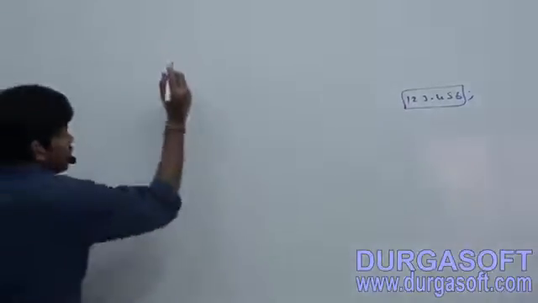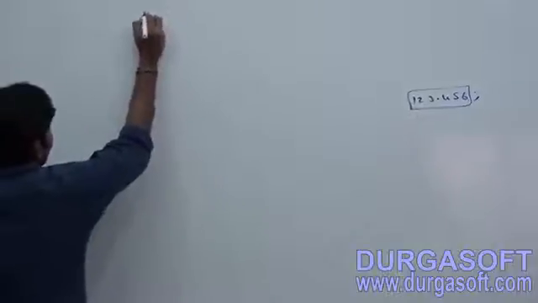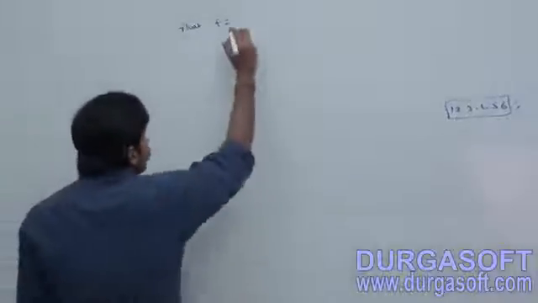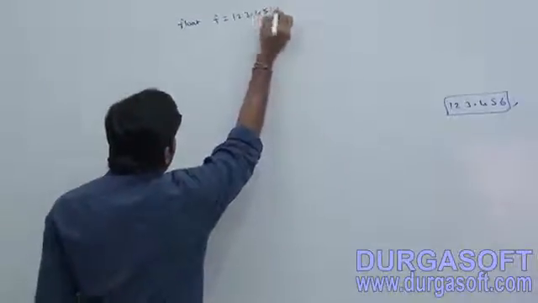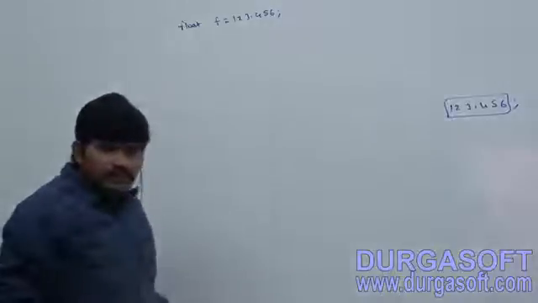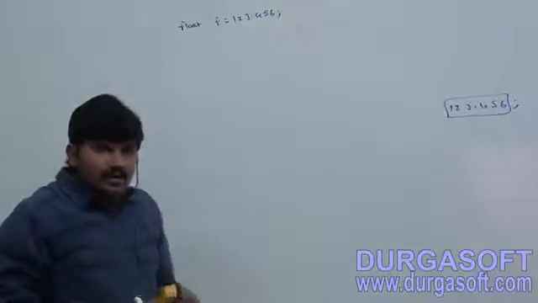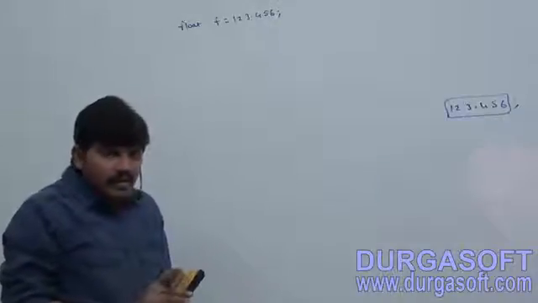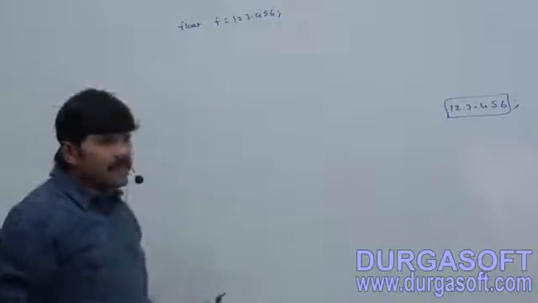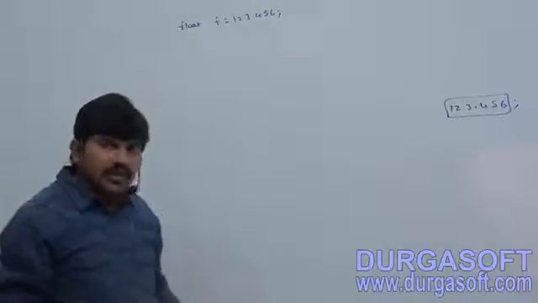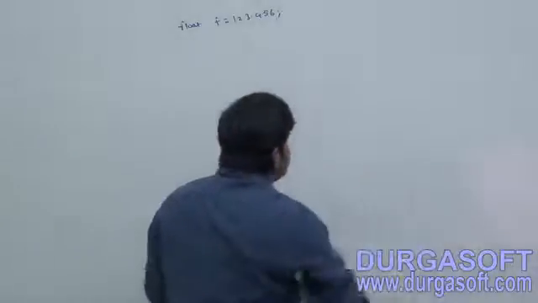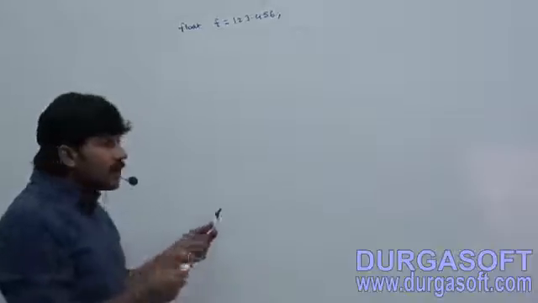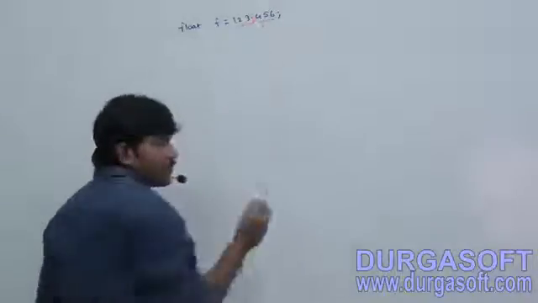Now I am taking, here observe: float f is equal to 123.456. Valid or not? Valid or invalid? If I take it like this, the compiler will give an error, because 123.456 is of what type? Double. By default, every floating point literal is of double type.